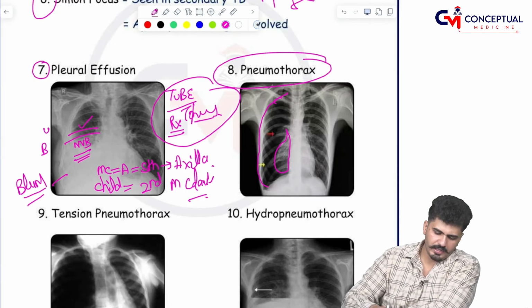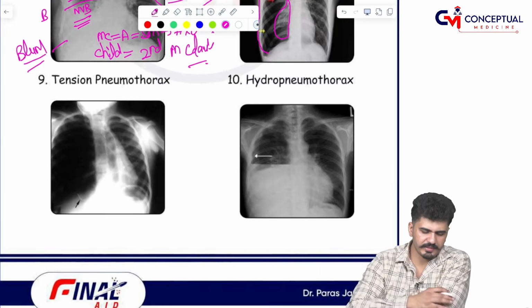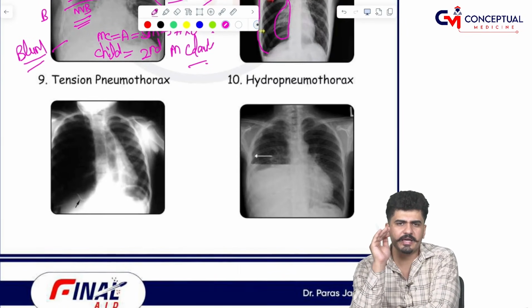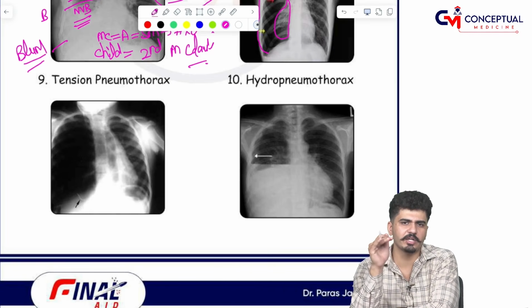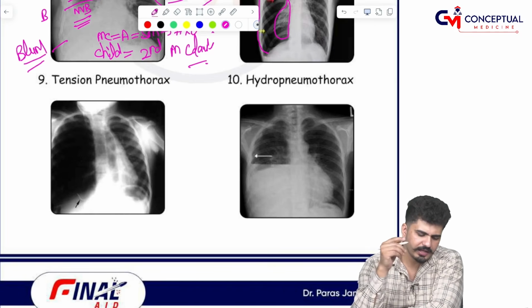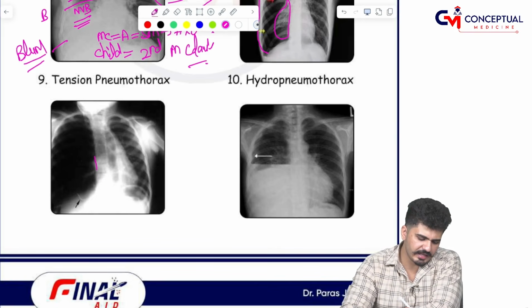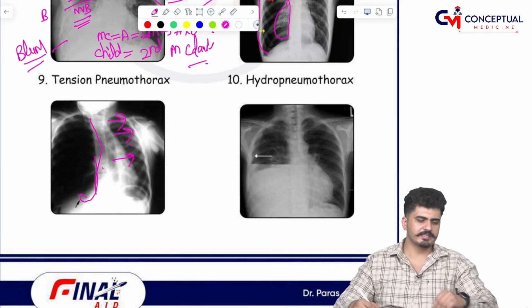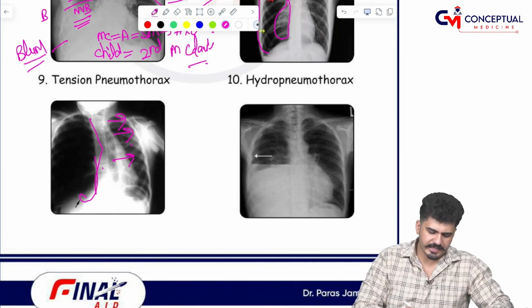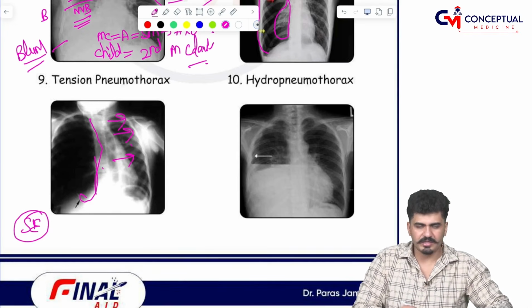Very good, perfect. Now, tension pneumothorax. What is happening in the tension pneumothorax? The air is coming inside but not going outside. The flaps are not allowing air to go outside. Massive air is trapped and the lung is severely collapsed. Along with that, your trachea is deviated to the other side. This is a surgical emergency, my dear friends.